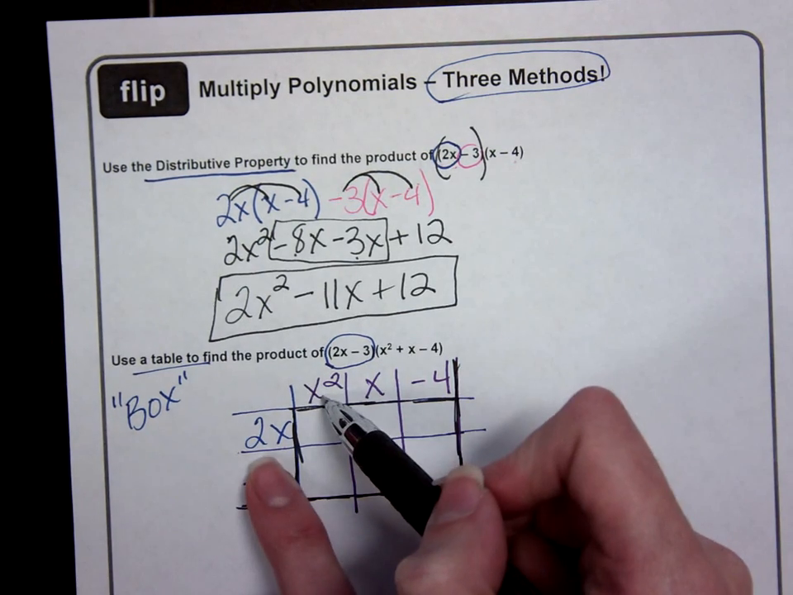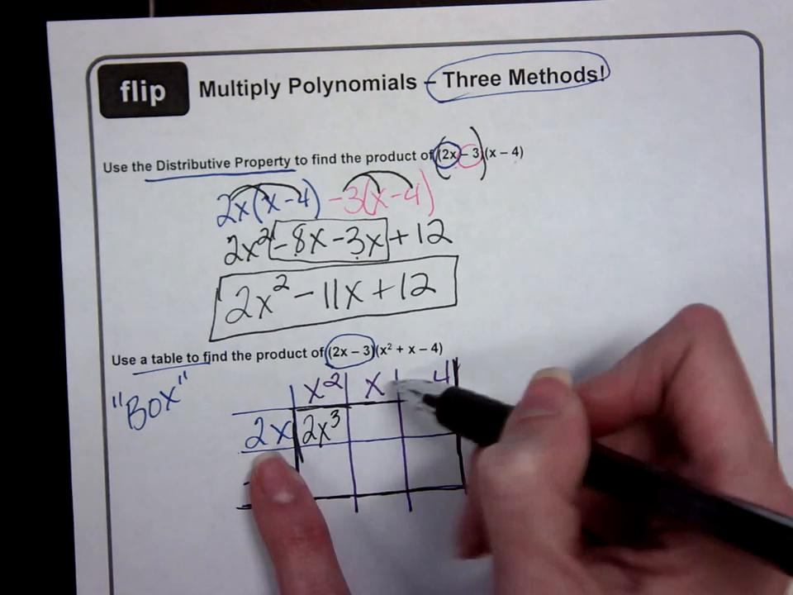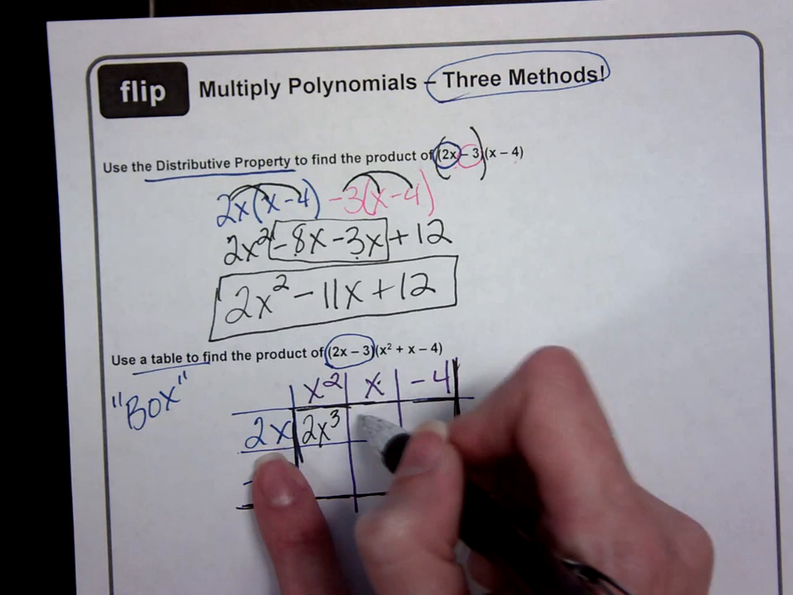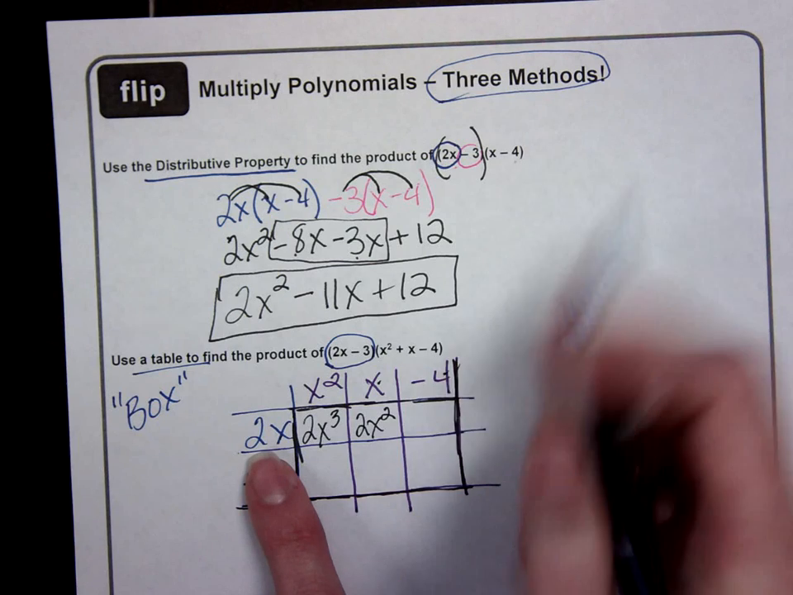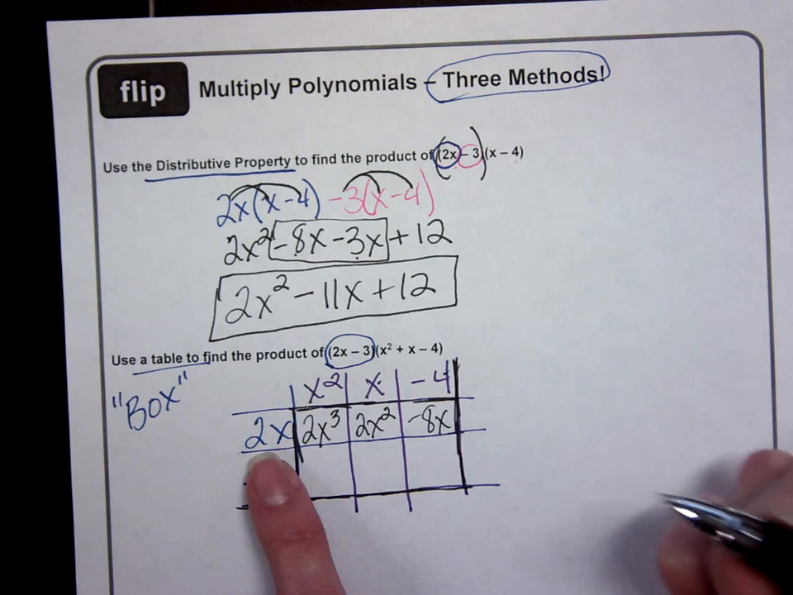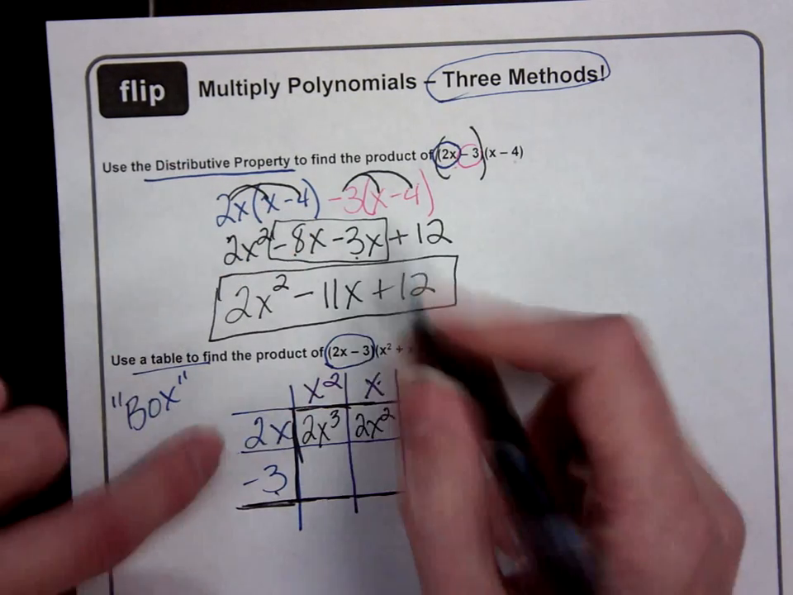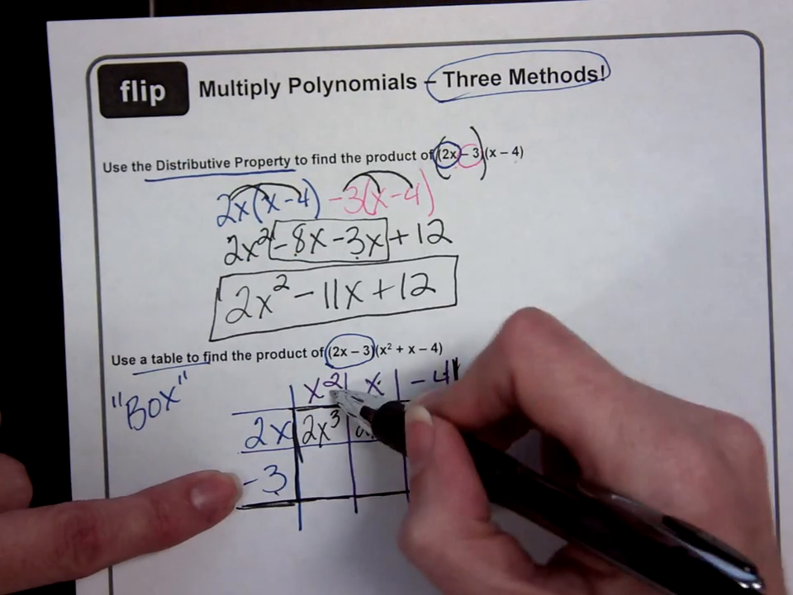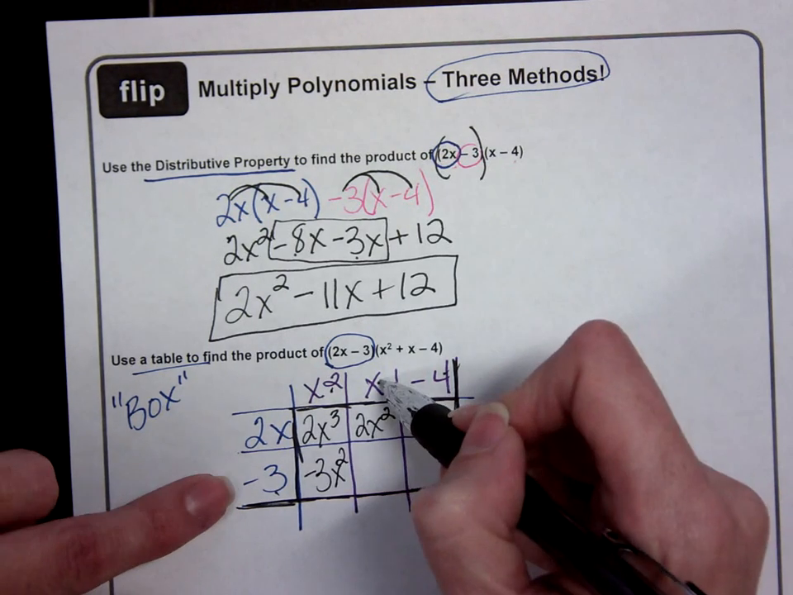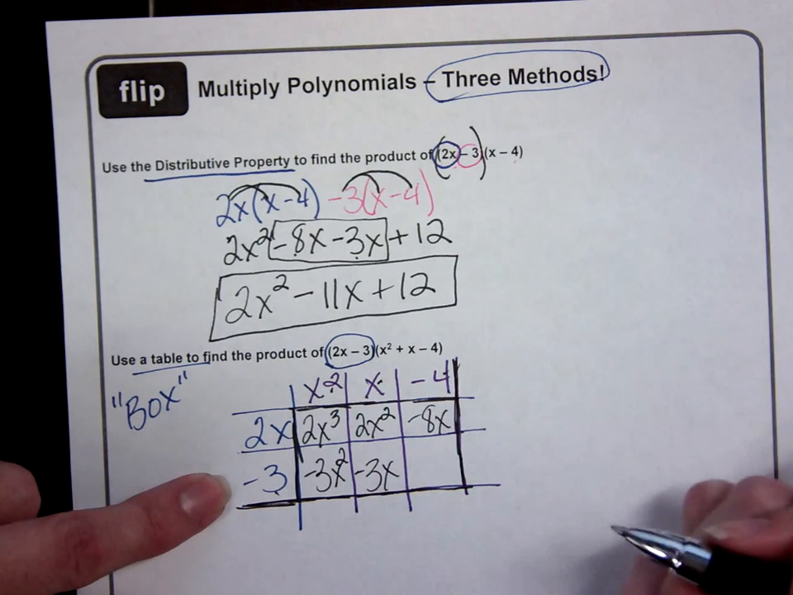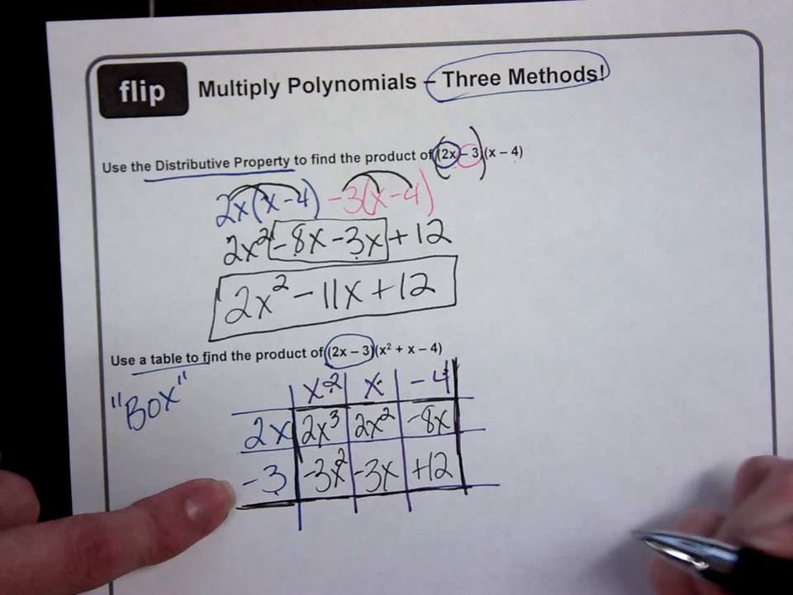So let's look. I've got x squared times 2x. That's 2x cubed. And then x times 2x is 2x squared. Negative 4 times 2x is negative 8x. Okay, and then the same thing, only now we're looking with the negative 3. So x squared times negative 3 is negative 3x squared. x times negative 3 is negative 3x. Negative 4 times negative 3 is positive 12.